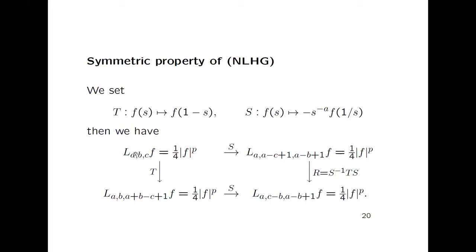For example, this nonlinear HG is shifted to another nonlinear HG with different indices by the operator S. By the operator T, it can be shifted to another similar kind of NLHG with different indices. So we have a commutative diagram using these two operators. That means we can always shift, for example, near zero to near one, and near zero to infinity, and so on. So we can use these nice symmetric properties.